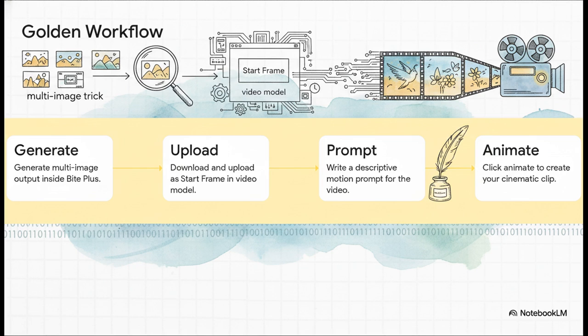Because you established the image first, the entire visual look, the physical logic, all that geometry, is completely locked in before a single pixel moves. The model isn't going to randomly invent an extra hand or melt the background because it's strictly bound by your starting frame. It is literally the golden workflow.